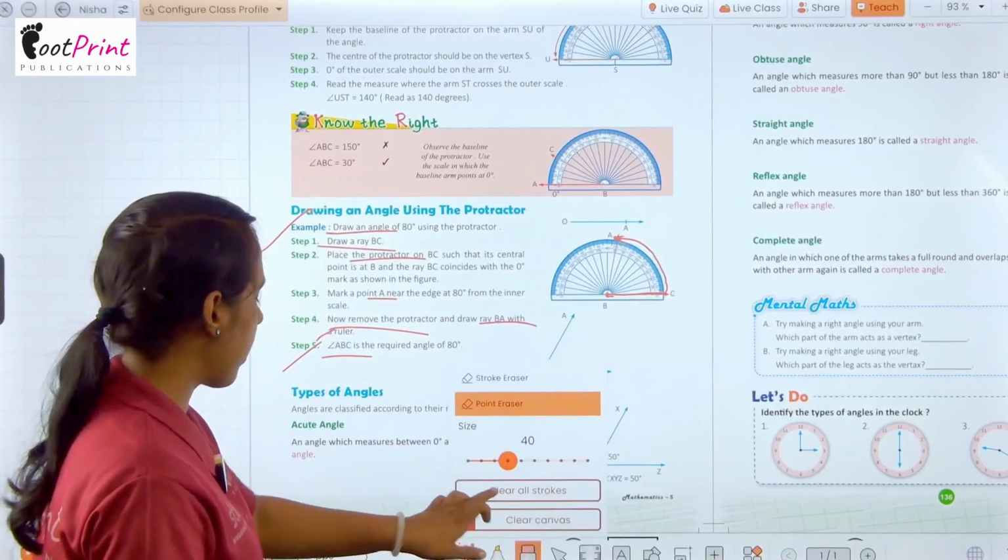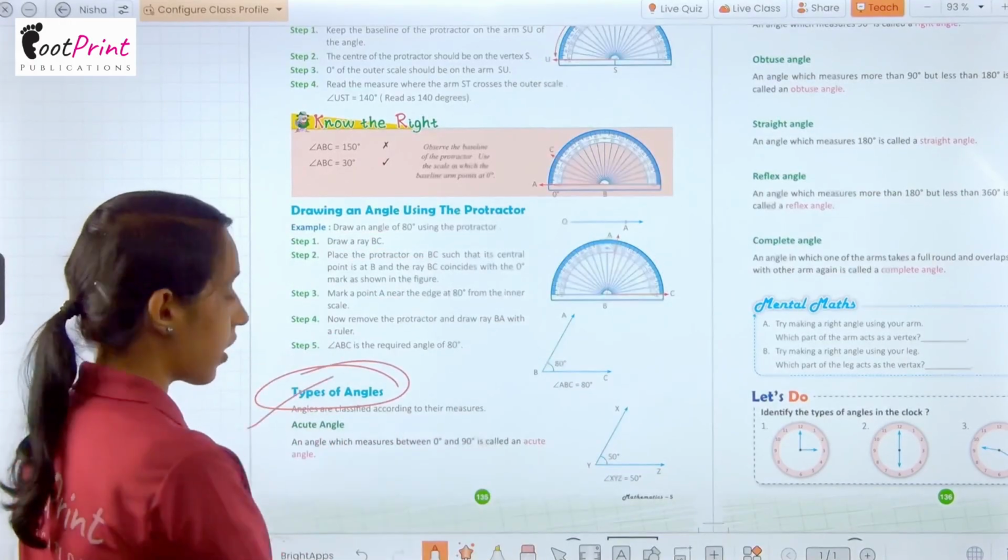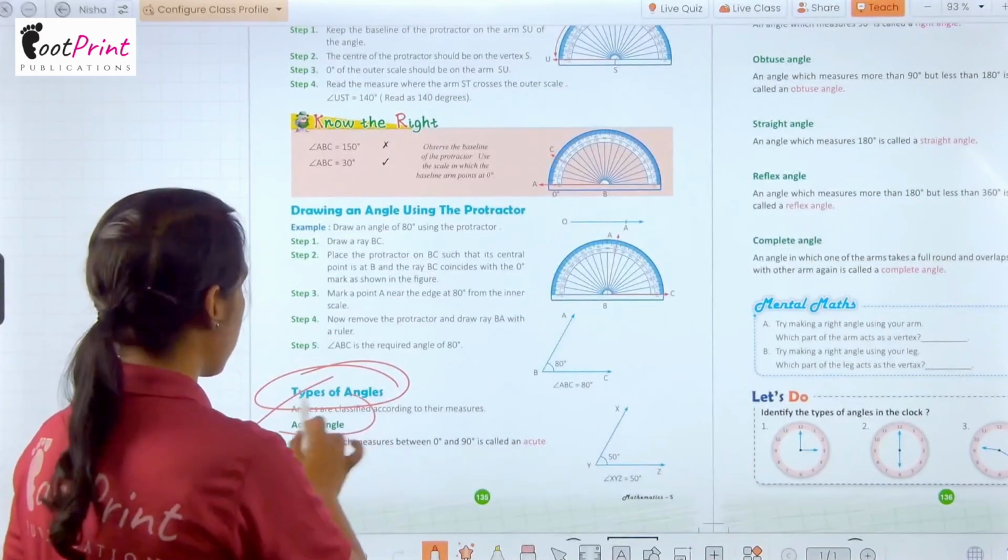Now we have types of angles. So what are the types of angles? Let's see here. First one is acute angle.